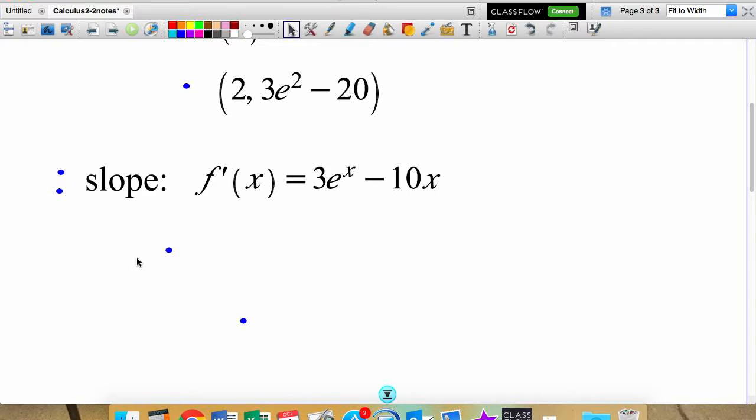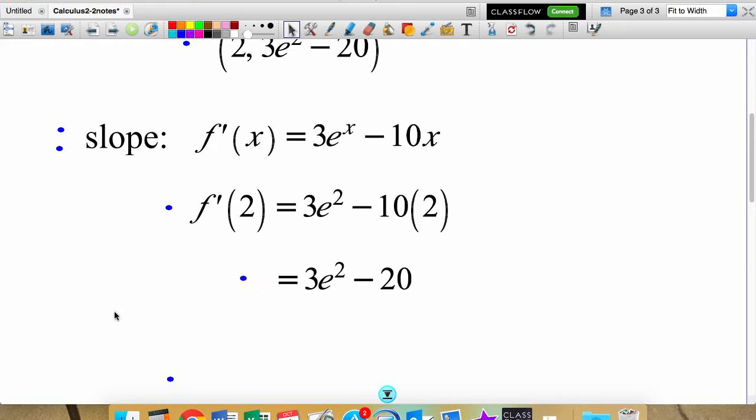We want the slope specifically at the x value 2. So we're looking for f prime of 2. So we just simply plug 2 into our derivative, and voila, we have our slope value. And I know this may seem like it's not an actual value, but it is, because remember, e is a constant, so this is actually one giant number, 3e squared minus 20. So now we have our slope, 3e squared minus 20, and we have our point, 2, 3e squared minus 20.